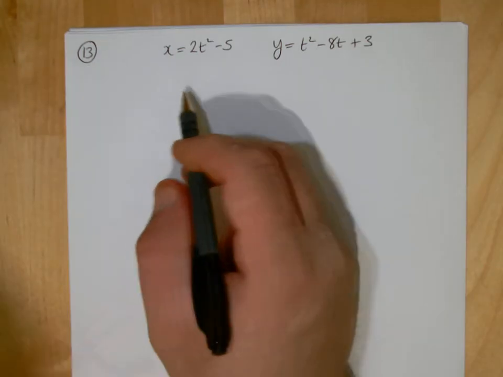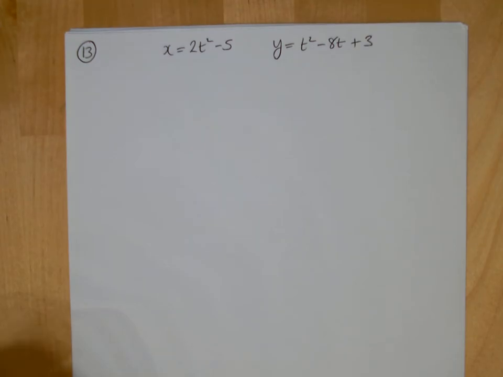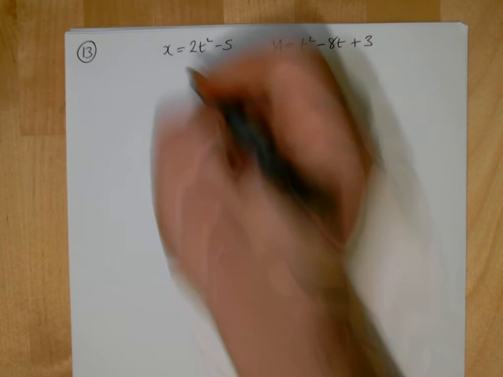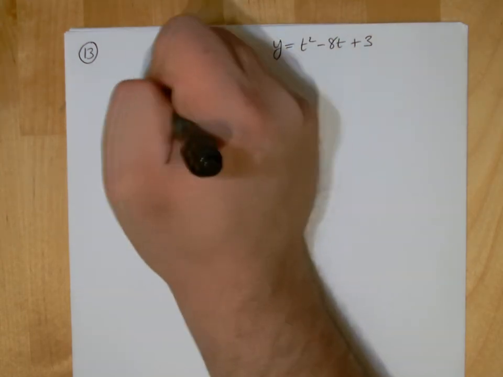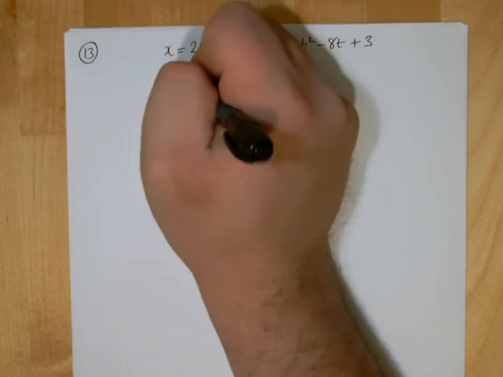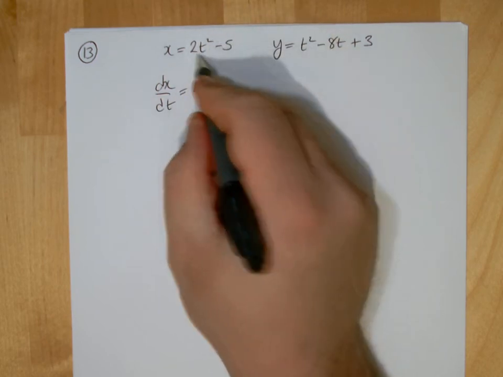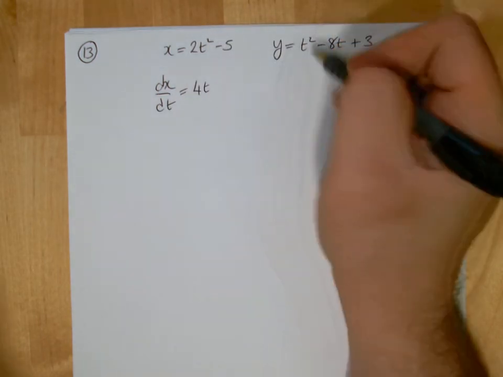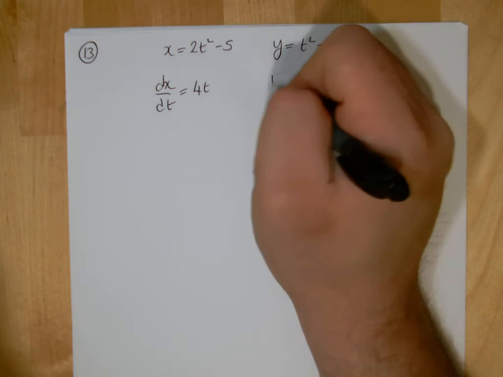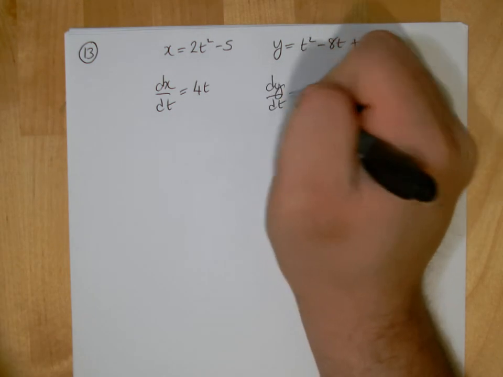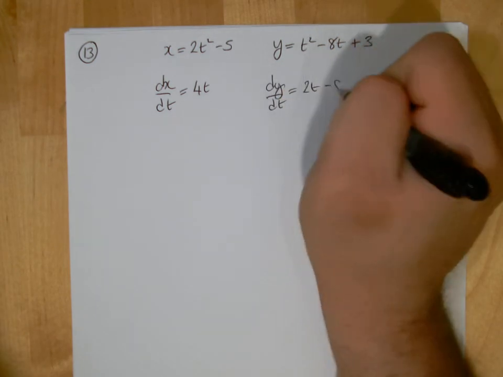Okay, so in this case we've got to show that dy/dx is (t − 4)/2t. So we'll differentiate this here. So dx/dt is equal to 4t, yeah? You bring that 2 down, the −5 disappears, okay, becomes 0, and you differentiate it. Here then dy/dt is equal to 2t − 8.